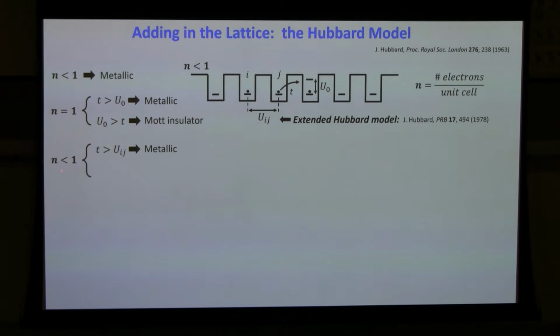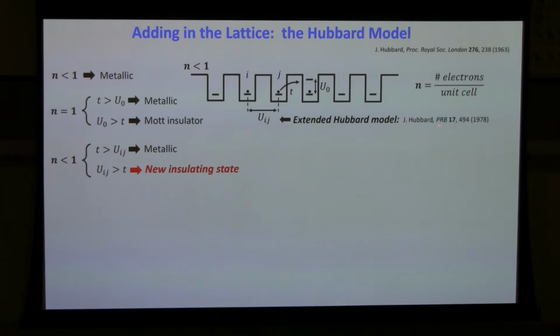Now, for example, if we have n less than 1, we still have empty spaces in our lattice, but now some different physics can happen. If the kinetic energy is really big, much bigger than the long-range Coulomb interaction, then the system is still metallic because the electrons can just move around. They don't care about the Coulomb interaction. But if that long-range Coulomb interaction is bigger than the kinetic energy, then some problems occur because now the electrons have to pay that Coulomb interaction to move around. And under some conditions, we can get new insulating states.